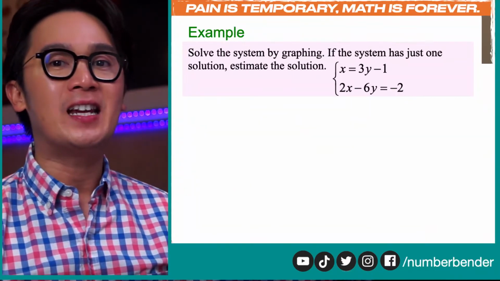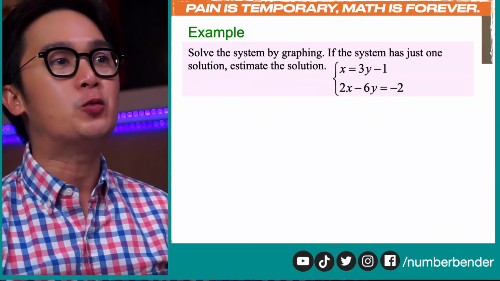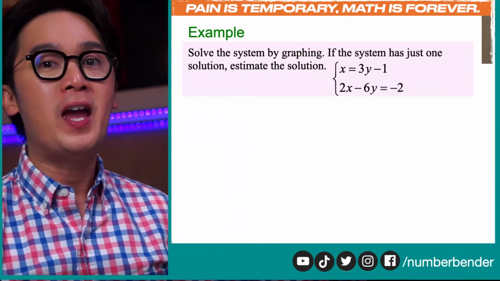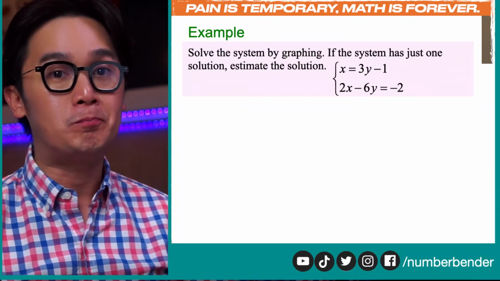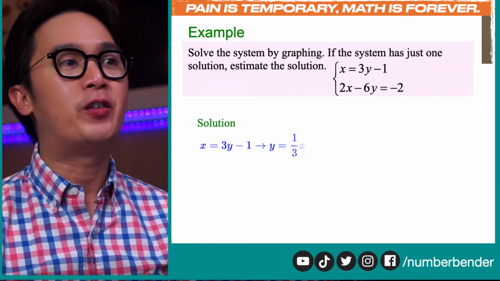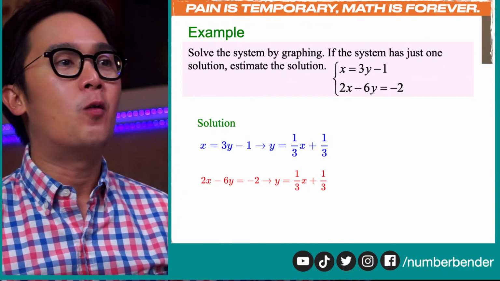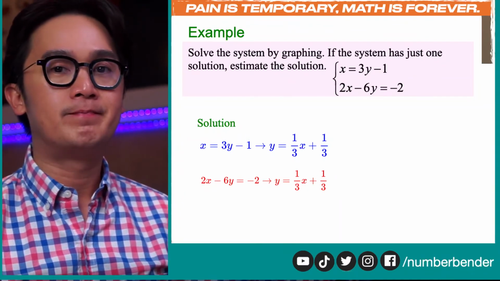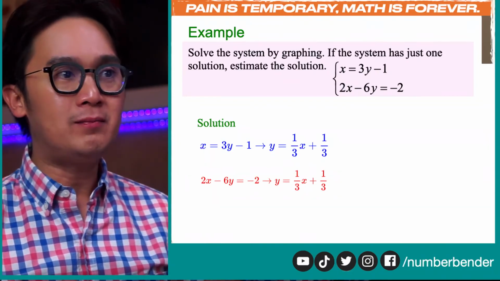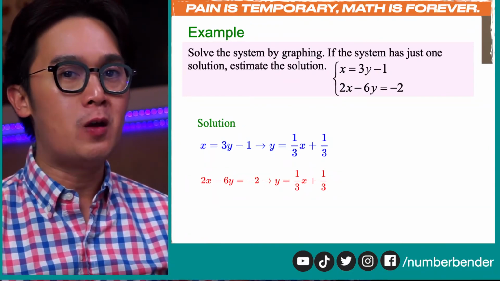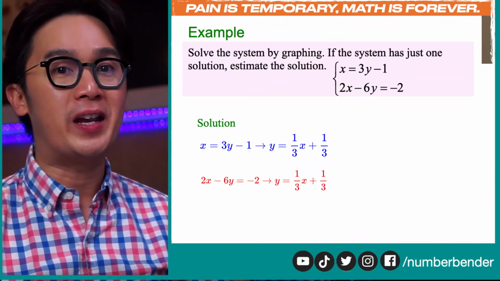And let's test it with this one right here. We have x is equal to 3y minus 1 and 2x minus 6y is equal to negative 2. Changing it into its y equals mx plus b form, the first line is 1/3 x plus 1/3, and the second line is 1/3 x plus 1/3. Now, what do you notice about line 1 and line 2? Line 1 is the same as line 2 when we modified our general equation into its slope-intercept form.